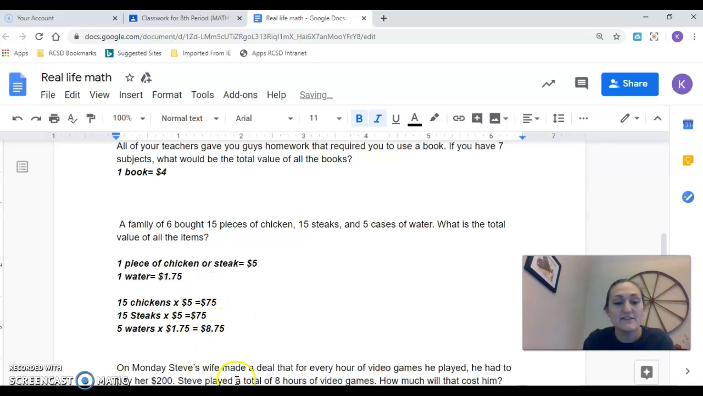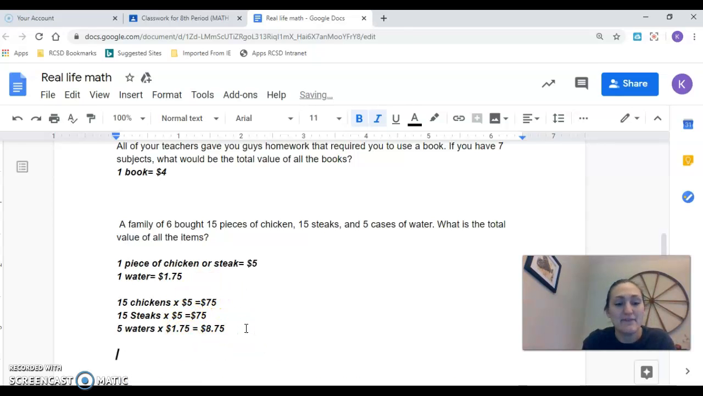Okay, so now I have all those, and I'm not done. I need to add those together. My final step, I need to add, see what's the total value of all those. So I need to add those all together. So I've got $75 plus $75 plus $8.75. And then tell me what the final price is.